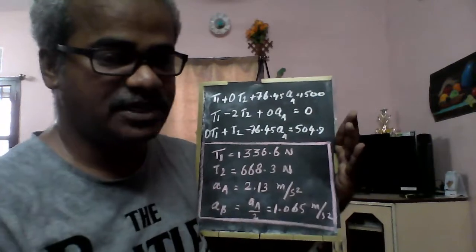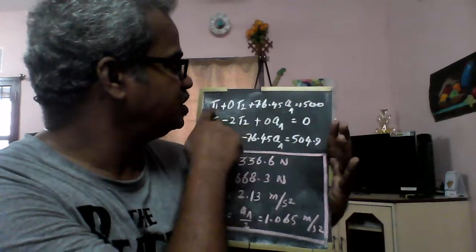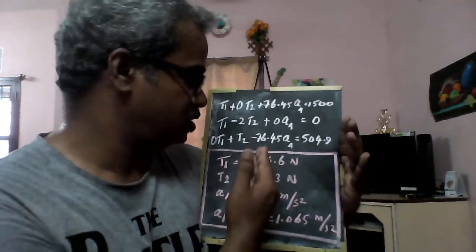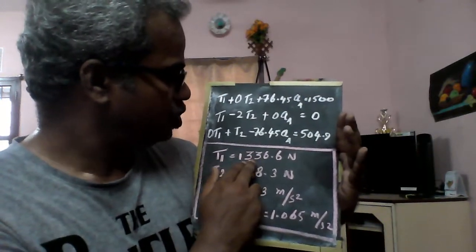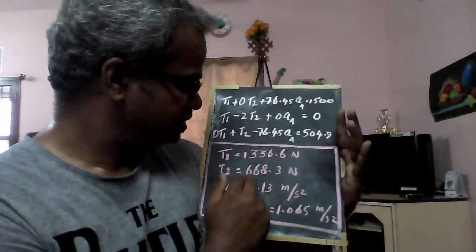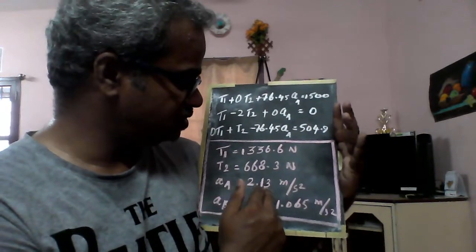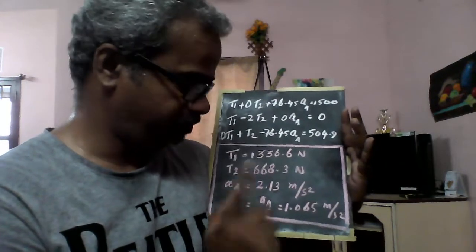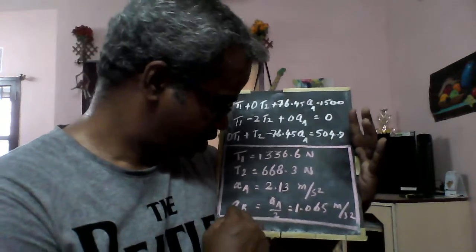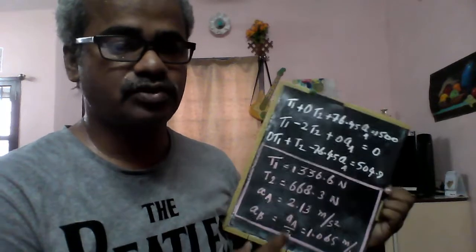Now I have got three equations. How many unknowns do I have? 1, 2, 3. That is T1, T2 and AA. So 3 unknowns, 3 equations. I can solve it in a calculator. So I will get T1 as 1336.6 Newton, T2 as 668.3 Newton, and AA as 2.13 meter per second square. Since AA is 2.13 meter per second square, AB will be half of that. It will be 1.065 meter per second square. This is how you have to solve the problem.